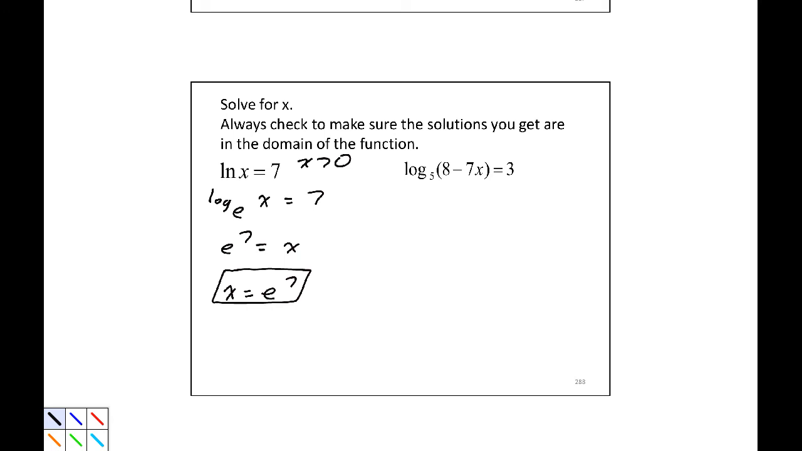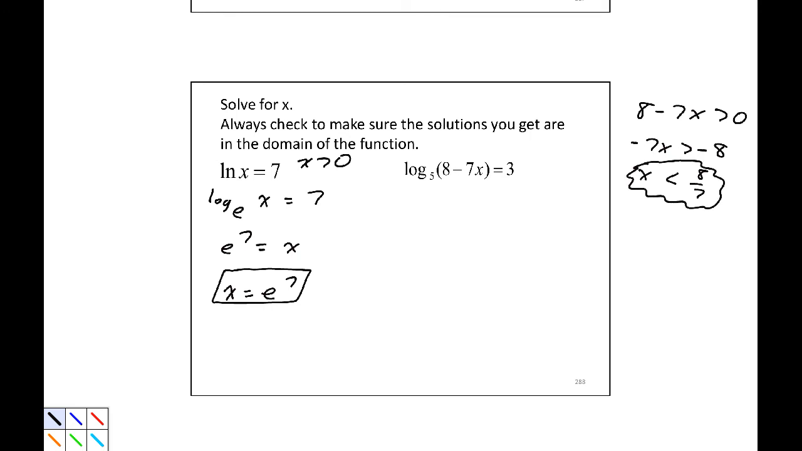Now, for our last example, we have log base 5 of quantity 8 minus 7x, close parentheses, equals 3. It's in the logarithmic form. Now, 8 minus 7x is greater than 0 whenever, let's see, we'll subtract 8 from both sides, so negative 7x is greater than negative 8. And then dividing by negative 7, we see that x is less than 8/7. So we need to check that our answer is less than 8/7.